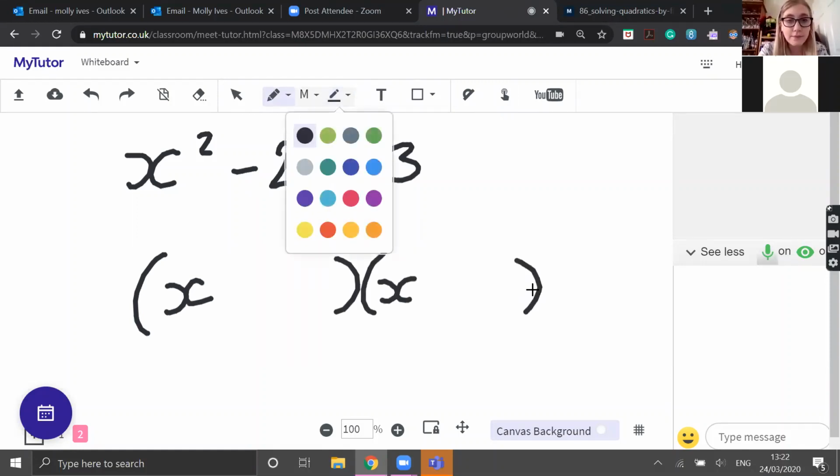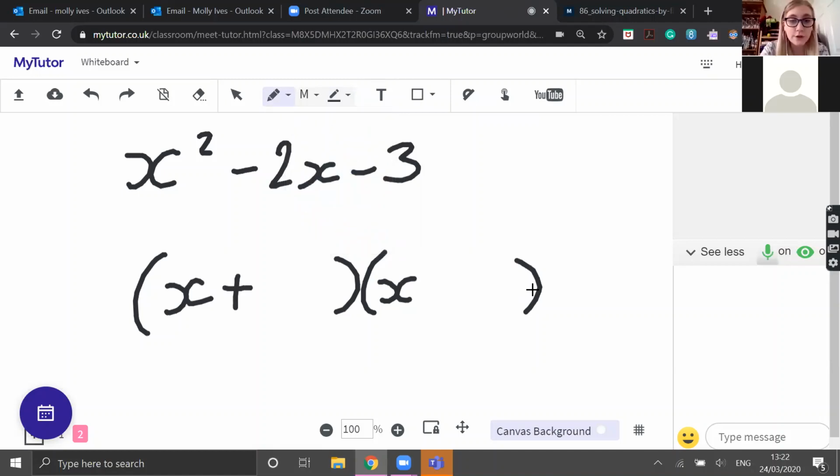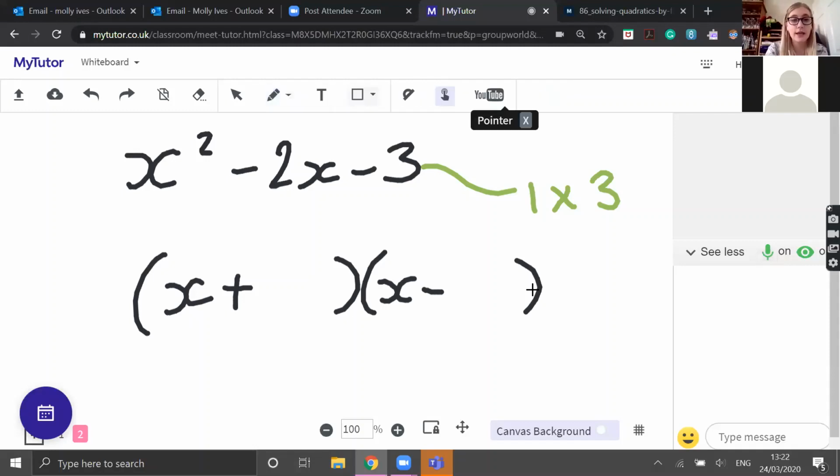And we're going to do the same thing. One's got to be a plus and one's got to be a minus. Now we want to know which is which as well as what the numbers are. So here we can see 3 is 1 times 3, so we know it has to be those numbers. And if there were more options, I'll show you how to choose them in a second. More options for what you could multiply. And now we have to decide whether it's going to be 3 and -1 or -3 and 1.